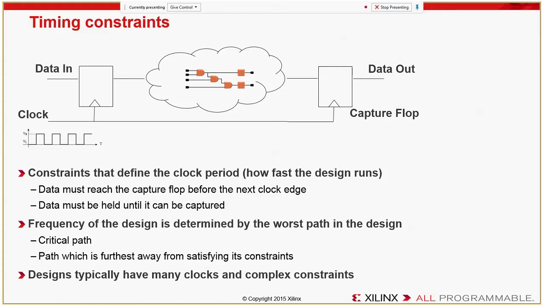So the frequency at which the design runs is basically determined by the worst path in the design. This path is called the critical path, and this is the path which is furthest away from satisfying its constraints. Designs typically have many clocks, tens of clocks, and very complex constraints that specify the relationship between the data and the different clocks on the design. Delays coming into the chip from the system level are also modeled through constraints.